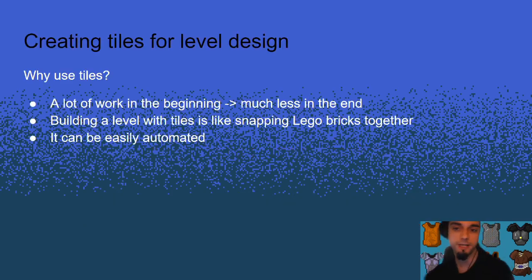But why use tiles? Why not just build the whole level out of one image? Well, it's very simple. Tiles give you the possibility to create small chunks and then snap them together like Legos. You can move them around, you can change them, you can do small variations in the design, and you can build a level very fast once you have the required initial tiles ready.